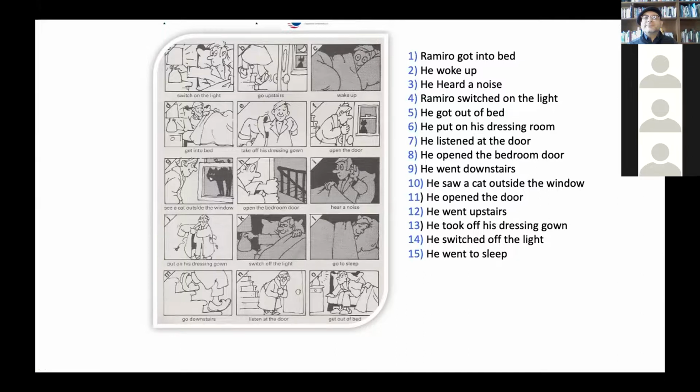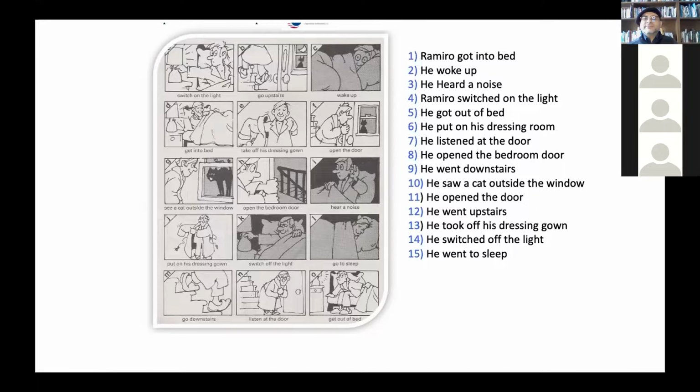6, he put on his dressing gown. We got a typo right there. That's okay. Dressing gown. Number 7, he listened at the door. 8, he opened the bedroom door. He went downstairs. Number 10, he saw a cat outside the window. He opened the door. I think that was it.